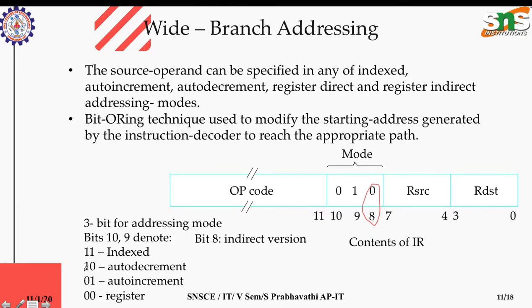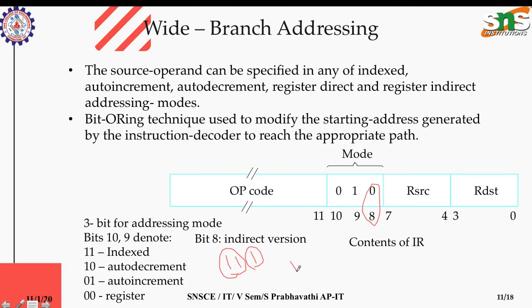Suppose, for example, the combination of bits 10, 9 and 8 is 111. With the 2-bit identification of bits 10 and 9, we can identify this is indexed mode, and the presence of 1 in bit 8 indicates it's an indirect index addressing mode.